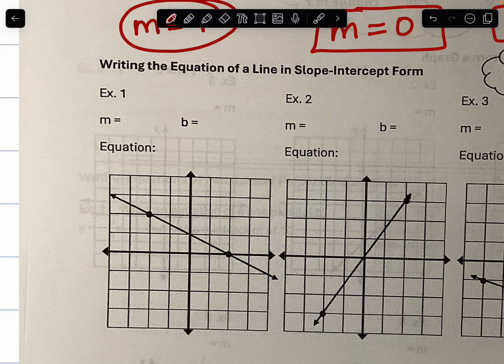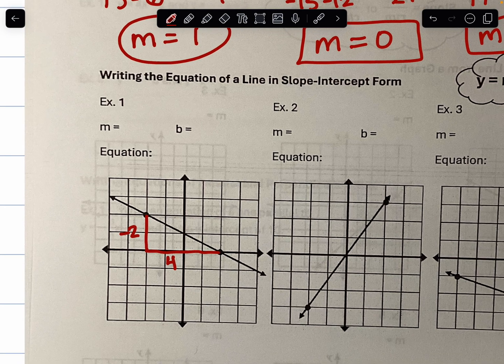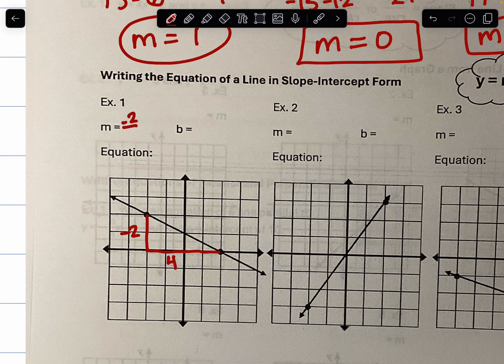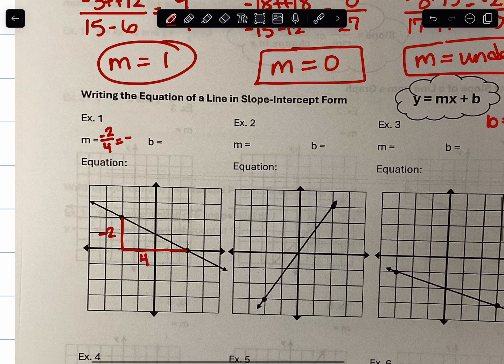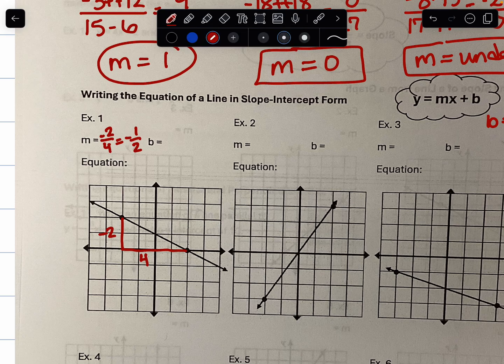Weston, on number 1, tell me how to find the slope. Rise over run. Okay, down how many? 2. What number is that? -2. -2 and over, 4. So if I went right, is it positive or negative? Positive. So I got -2 over 4. What does that simplify to? -1/2.